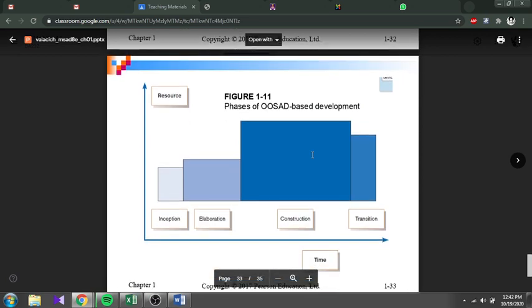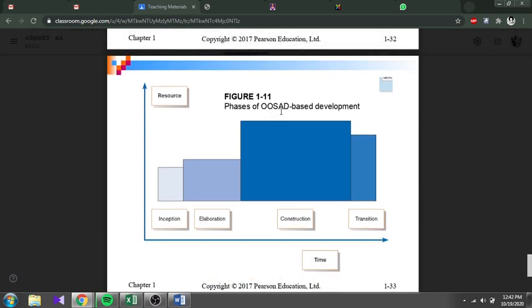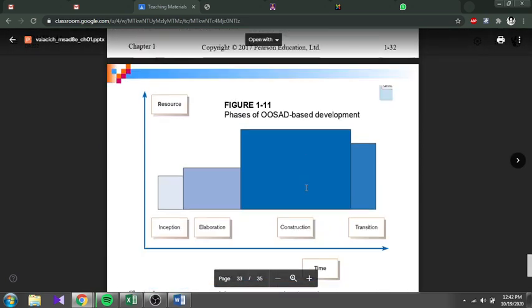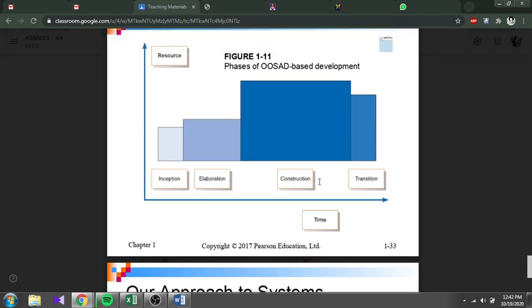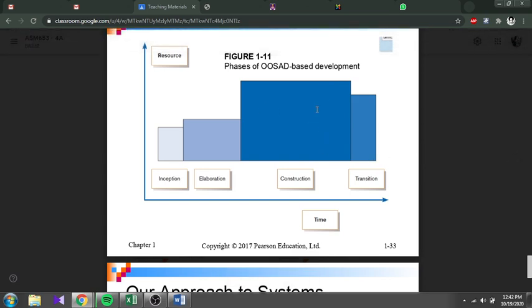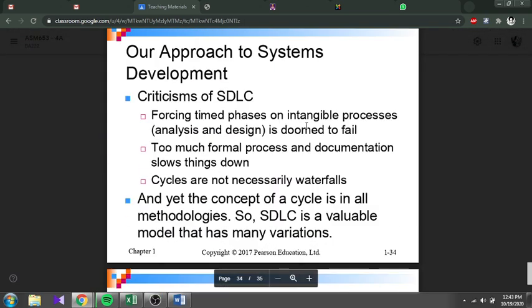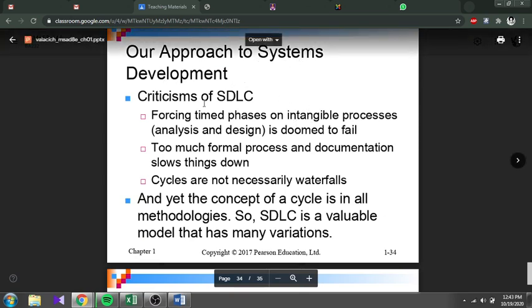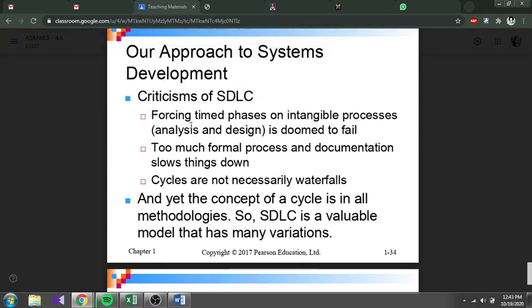Okay, this figure is based on the object oriented application design. Alright, inception, elaboration, construction, and transition. Mostly on the construction, because this is a part of extreme programming, or they want to have the system as soon as possible, more on testing, coding, and implementation.